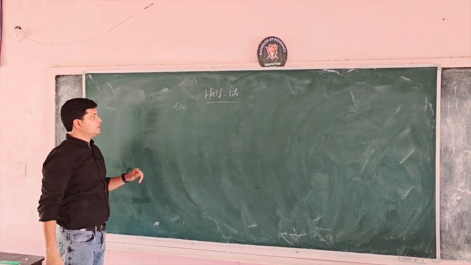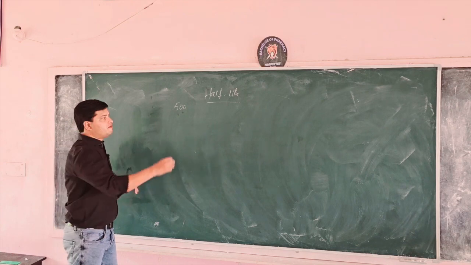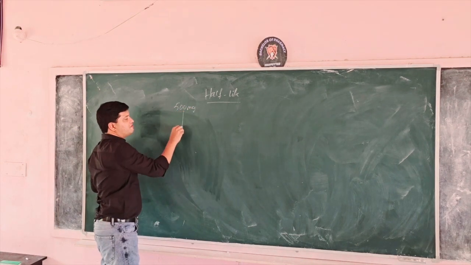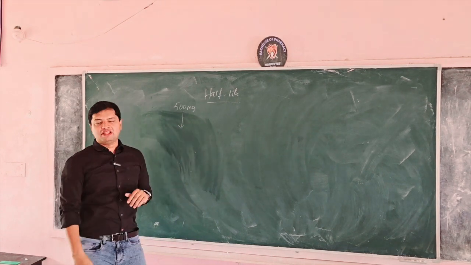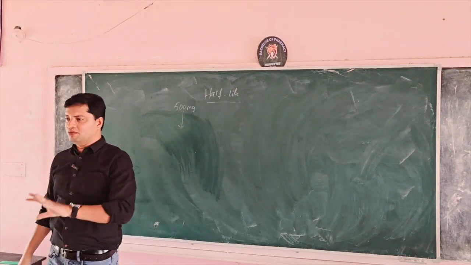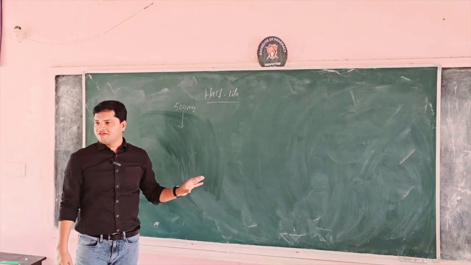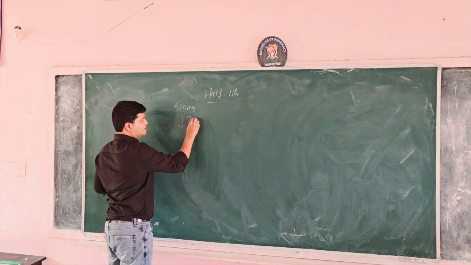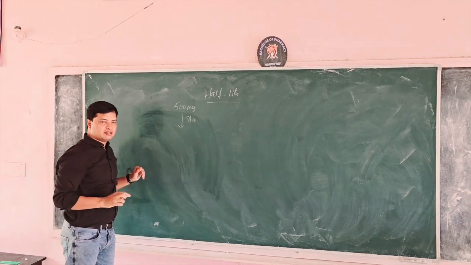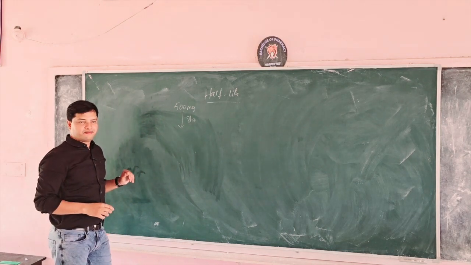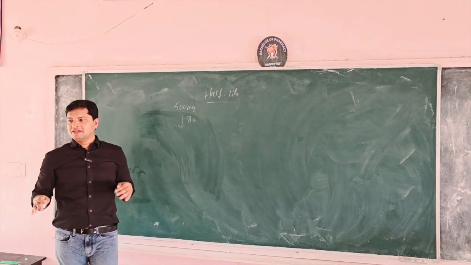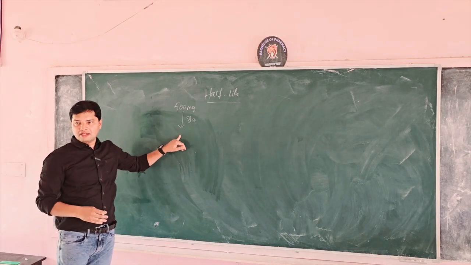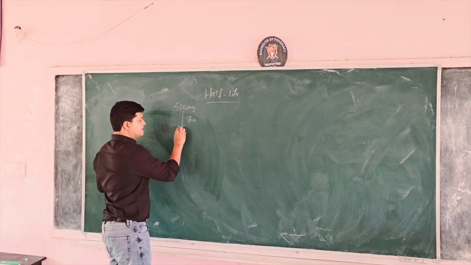Listen. If I have 500 mg of drug with me, and the half-life of this drug is 8 hours, after 8 hours, what is the concentration left? Initial is 500. 250.